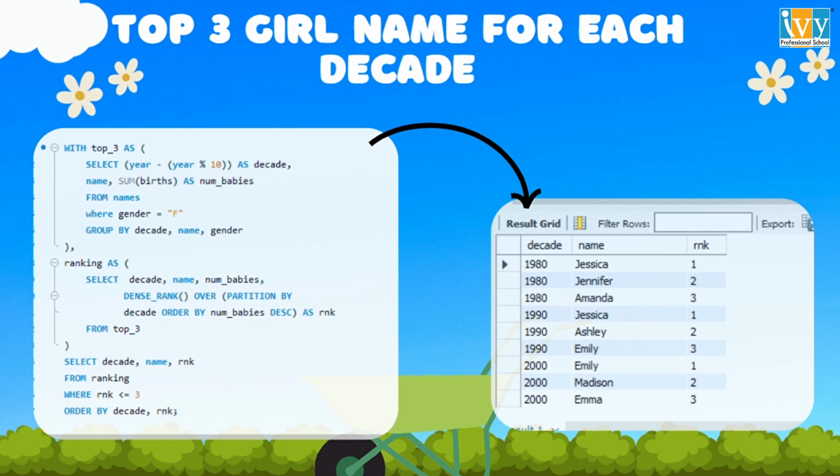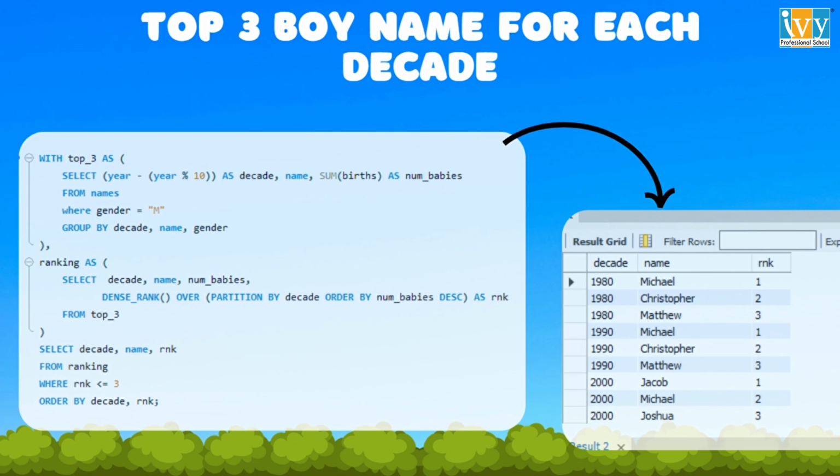For this analysis, I found that for girls, Jessica remained number 1 in the 80s and 90s, but Emily took her place in 2000, followed by Madison and Emma. And for boys, Michael held the top position in the 80s and 90s, and Jacob became the most popular in 2000. This revealed how naming trends shift across decades, influenced by culture, media, and society.